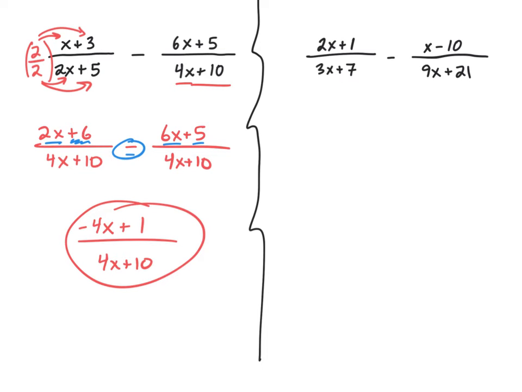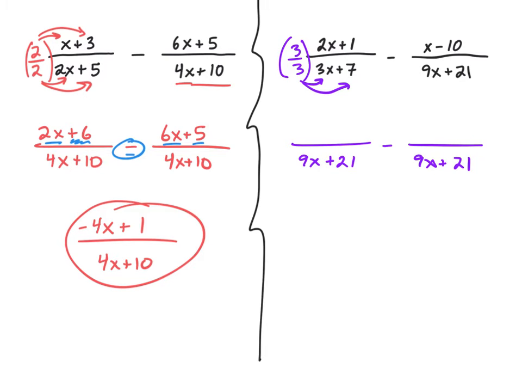On our right side, we have not common denominators. So is there a way I can get common denominators? If I multiply this left fraction by a 3, 3 times 3x is going to get me that 9x. 3 times 7 is going to get me that 21. And now I have common denominators. Don't forget, 3 over 3 is a fancy version of 1, so I'm really not changing the problem. And now I'll distribute the 3 to the 2x, and I'll distribute the 3 to the 1.